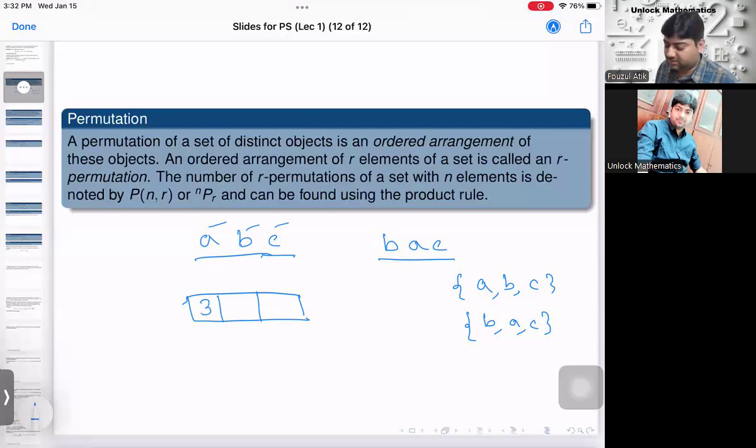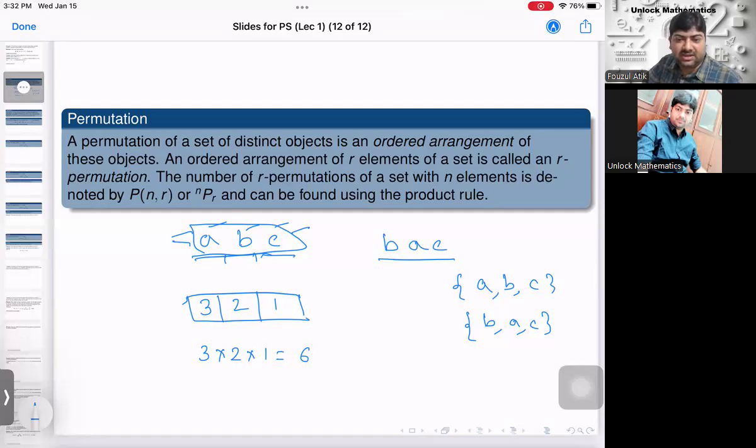Now, for the second position, one is already taken from this list. So for the second position, how many are available? There are two possibilities. And for the third position, you have already filled the first two positions, so two have already been taken from this list. So there is only one choice left. So altogether there are 3 into 2 into 1, so 6 different arrangements are possible.